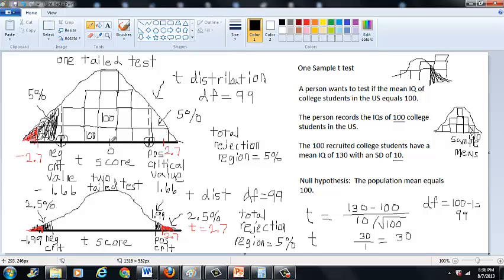As you move away from zero in the negative direction, you're also starting to move across values of t that show more evidence that the null is wrong. And at a certain point, you reach the negative critical value, which is also the point where you have a t-score that shows enough evidence that the null is wrong to reject the null hypothesis.